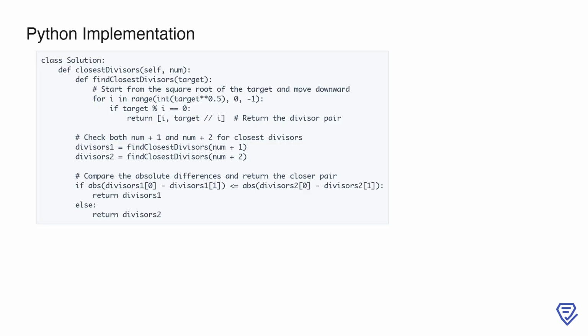Efficiency. The time complexity is approximately O(sqrt(number)), because the iteration in find closest divisors is bounded by the square root of the target. This solution is efficient and handles edge cases effectively, as the logic ensures that both number plus 1 and number plus 2 are considered. By following this approach, we ensure the optimal solution for finding the closest divisors of number plus 1 or number plus 2 with minimal difference.